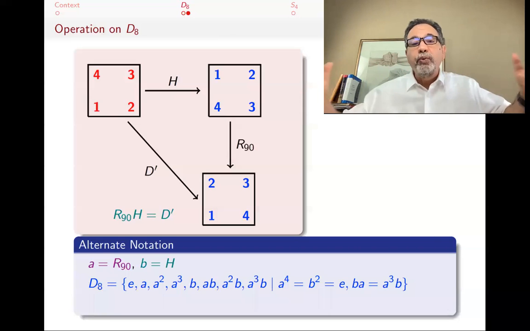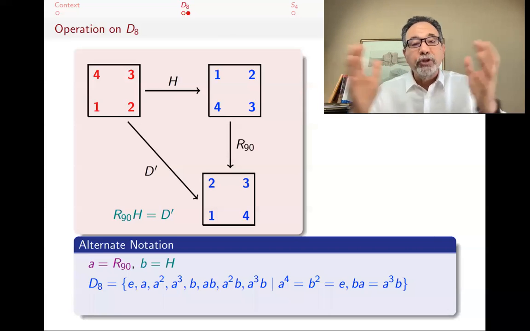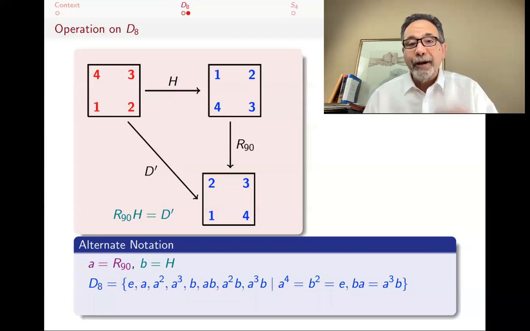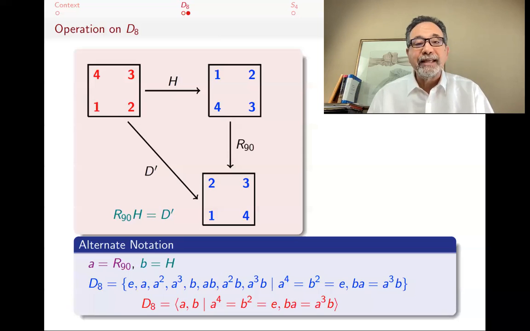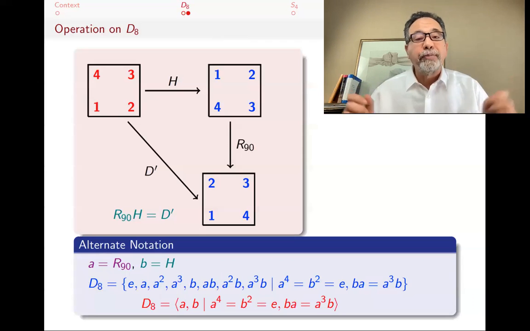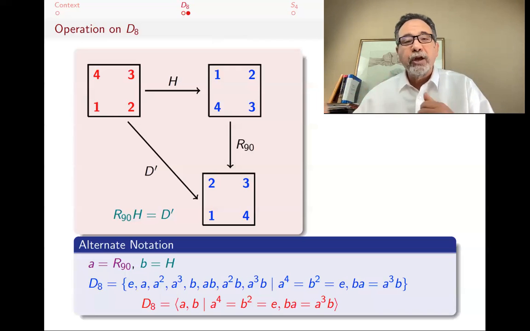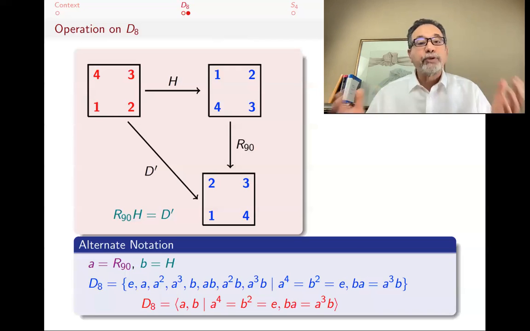If you have any word in A's and B's, you can then reduce them into A to a power, B to a power. Yet another way of writing this, maybe the best way, is that D8 is the group generated by A and B. All that means is that you start with A and B and write any kind of word you can from them, any succession of A's and B's, 5 A's, 2 B's, 3 A's, 5 B's, and so forth. And that's what D8 is.